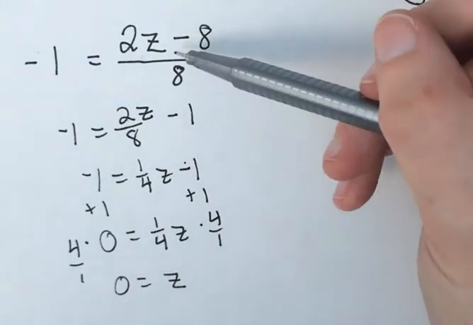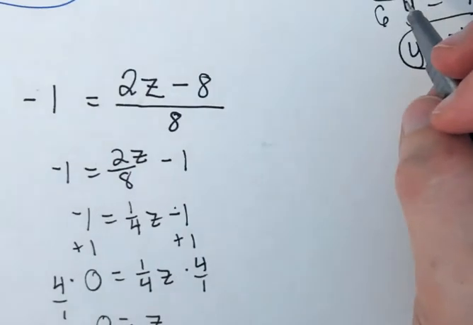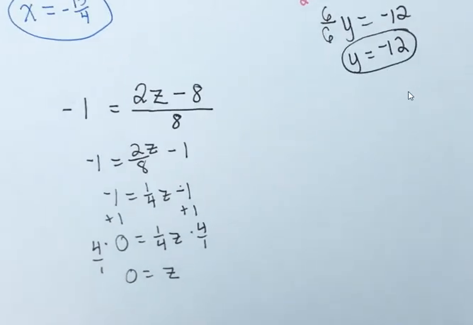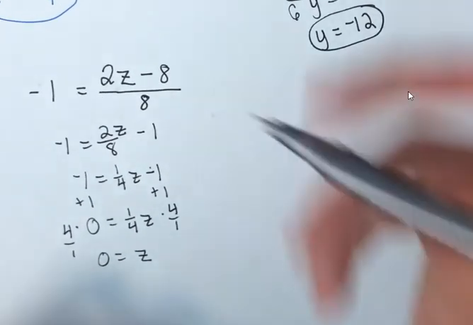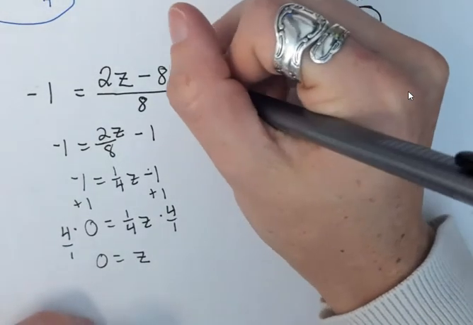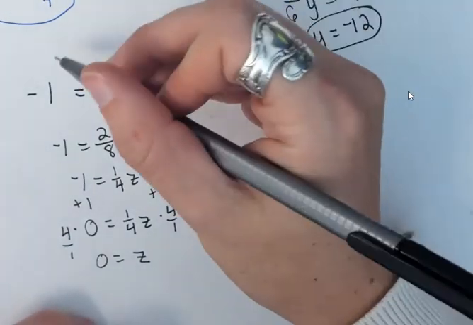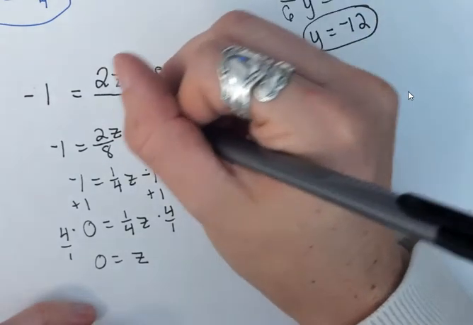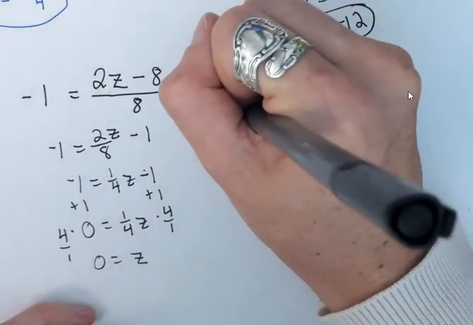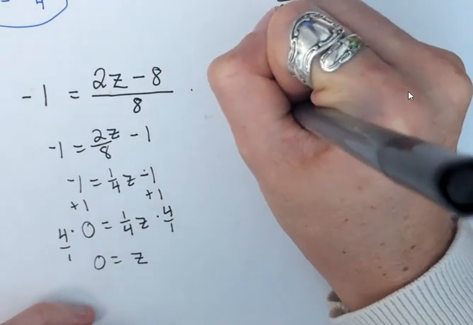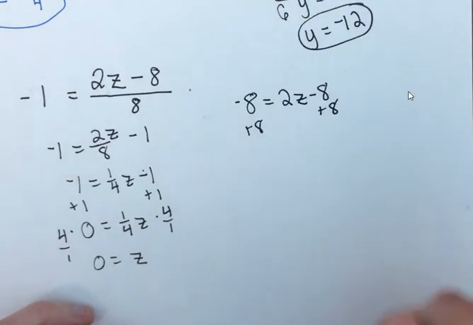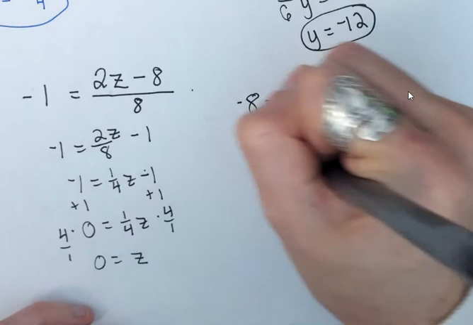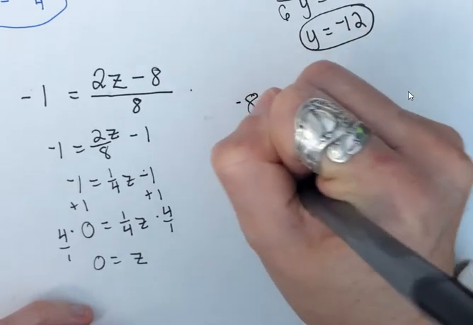Or, instead of dividing each term, let me zoom out, we could actually multiply by the denominator first. So if we multiply both sides by 8 here and 8 here, we end up getting 8 over 8, which is 1. So negative 8 would equal 2z minus 8. And then we would do the same steps. Add 8 to both sides, and then divide by 2.